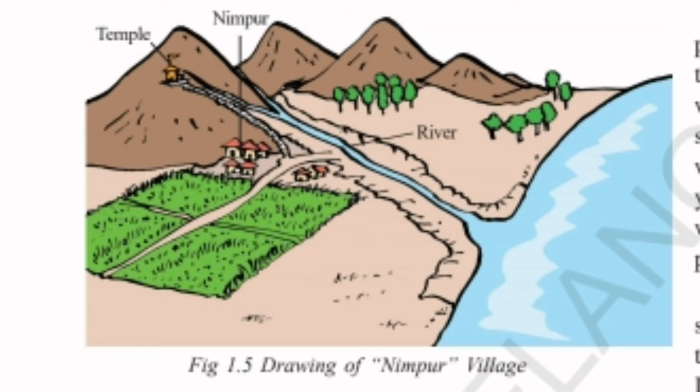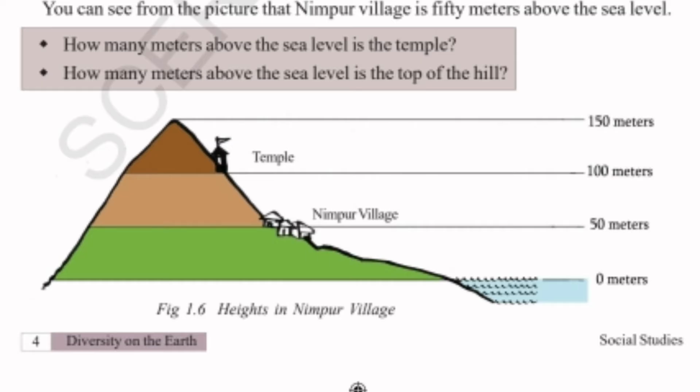Yes, there is one way in which we can show heights on maps: through the use of colors. Let us see how this is done. You observe the picture. These are the heights in Nimpur village, which they have shown on the map with the use of colors.